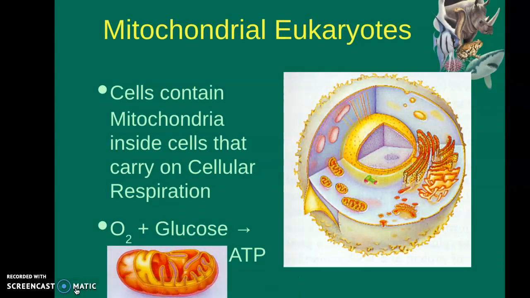Mitochondrial eukaryotes. Our cells contain mitochondria. Inside of that mitochondria undergoes the process of cellular respiration. So cellular respiration is oxygen combines with glucose to produce water, carbon dioxide, and ATP. When glucose is completely broken down, we produce 36 ATP. When it's not completely broken down, then we do not produce the full amount. But to get the most out of our energy, we go through that whole process.